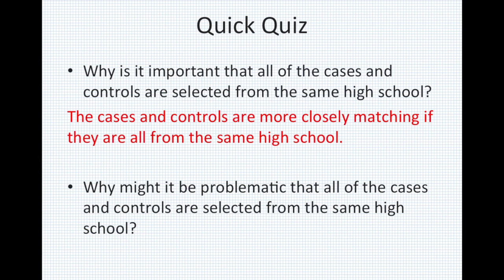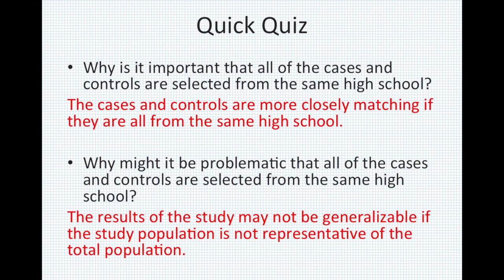The cases and controls would be more closely matching if they are all from the same high school. They may be of similar socioeconomic status, they're relatively the same age, from the same geographic location. Why might it be problematic that all of the cases and controls are selected from the same high school? The results of the study may not be generalizable if the study population is not representative of the total population.